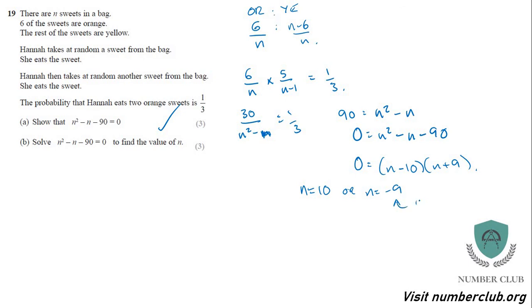Now this is invalid, as n should not be negative. And then we've got n equals 10. Okay, so n equals 10 is done. There are a total of 10 sweets in the bag, 6 were orange, 4 were yellow. Okay, it's actually a really easy question, Hannah's Sweets.